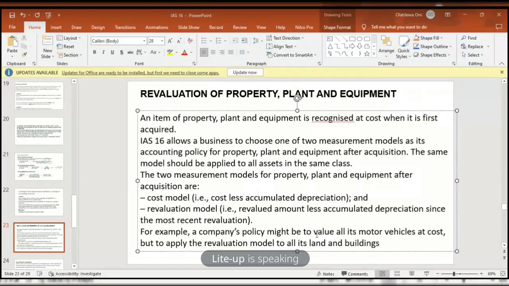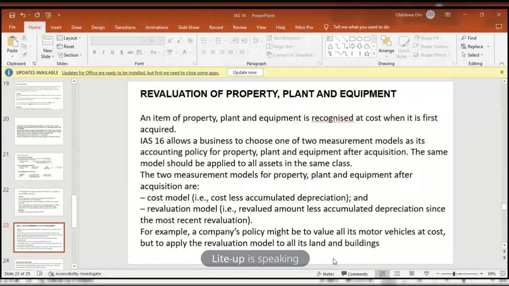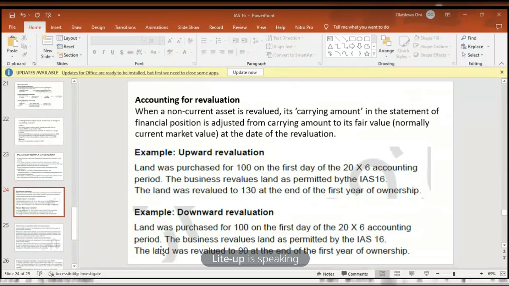For example, a company's policy might be to value all its motor vehicles at cost, or to apply the revaluation model to all its land and buildings. So that's important. When I say accounting for revaluation, when a non-current asset is revalued, its carrying amount in the statement of financial position is adjusted from carrying amount to its fair value, normally current market value at the date of revaluation. So I want to treat this example of revaluation model.